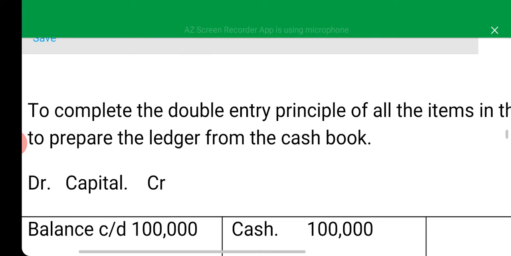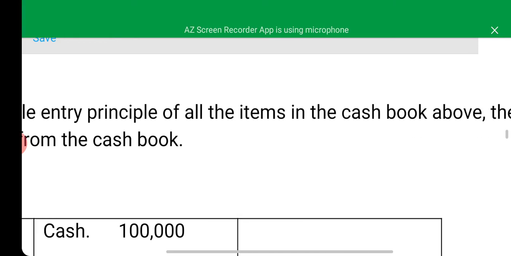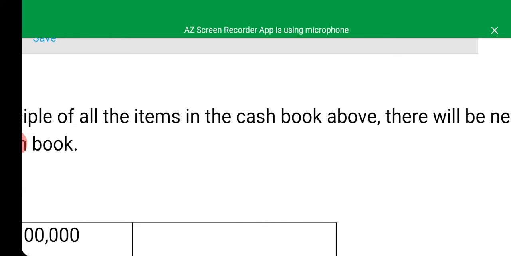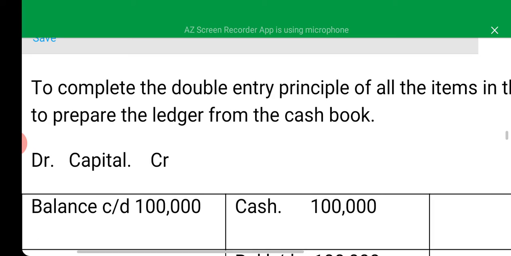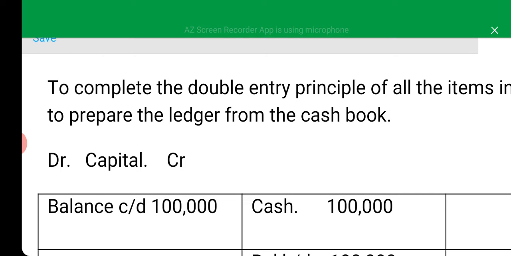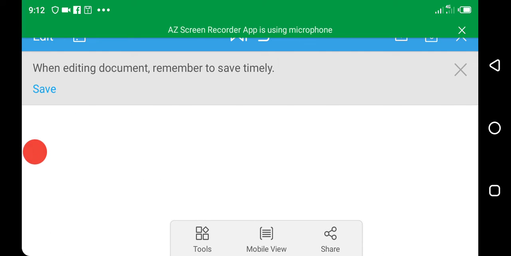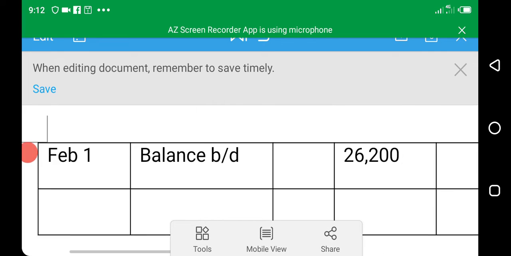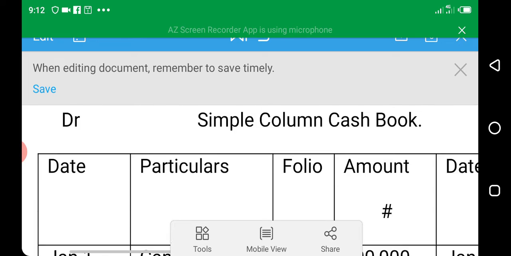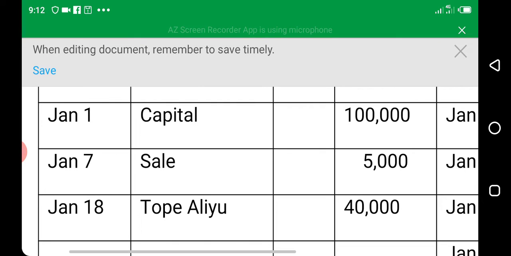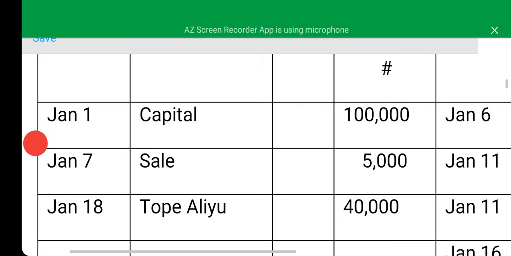This is needed in order to complete the double entry principle of all the items in the cash book that we've prepared. Then there will be need to prepare the ledger from our cash book, and there we are going to apply the principle of double entry that says for every debit entry there must be a corresponding credit entry. So we'll be picking those items one after the other, as the first item posted here is capital.